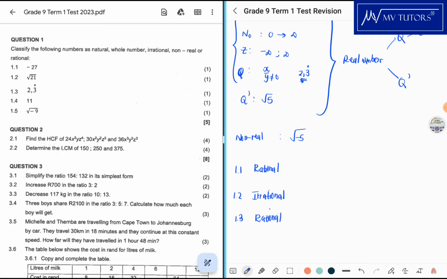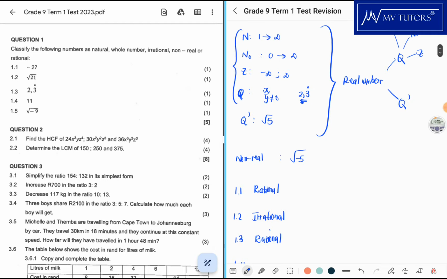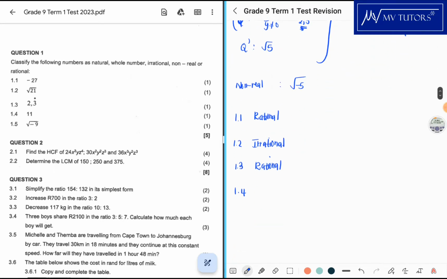And then 1.4, we just have a basic number, 11. It is a natural number because it forms part of this range over here from 1 to infinity. We could also say it's a whole number. So what will we say? I think we can say natural, or we can say a whole number.